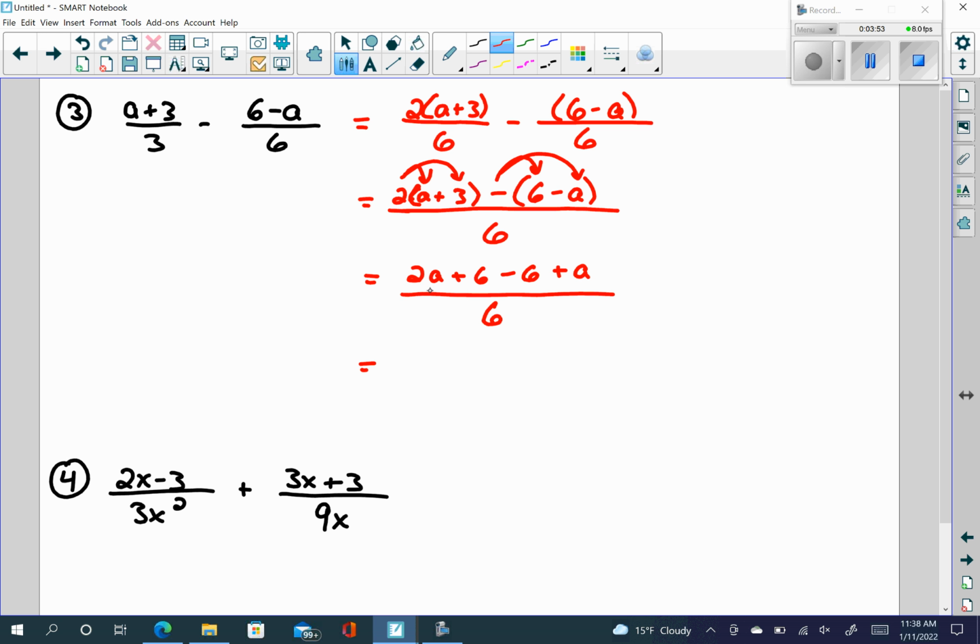Next we want to combine our like terms up top here. So the 6's are going to cancel. Then we're going to get a 3a over 6. Now that 3 and 6 can simplify. 3 becomes a 1, 6 becomes a 2, so we get a over 2 is our final answer.